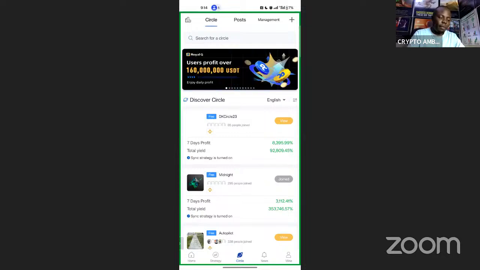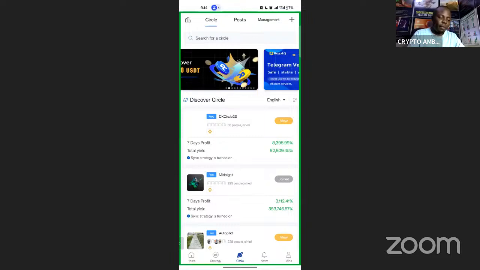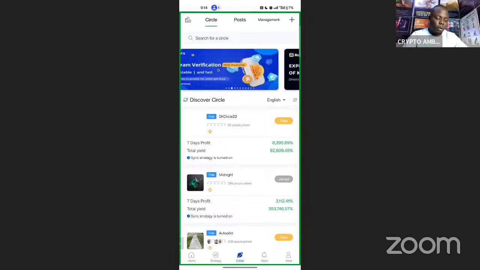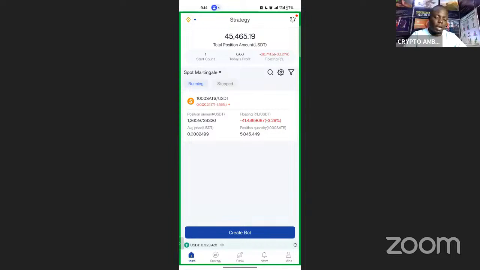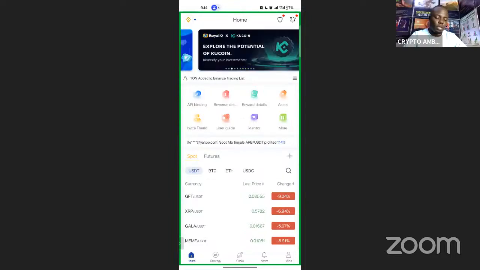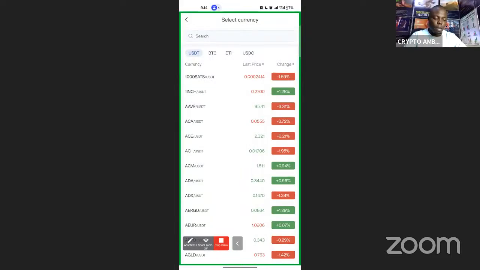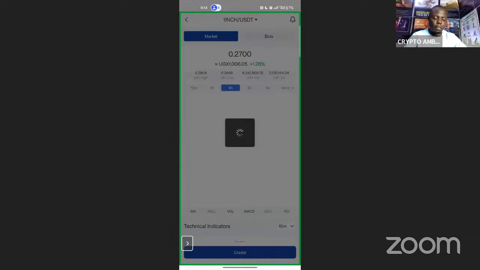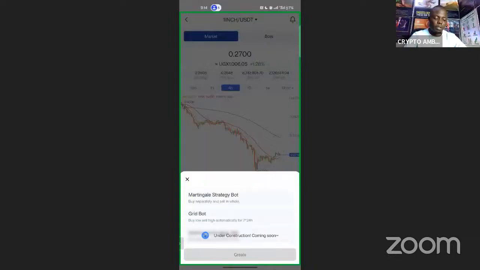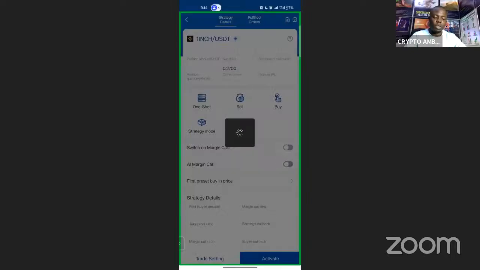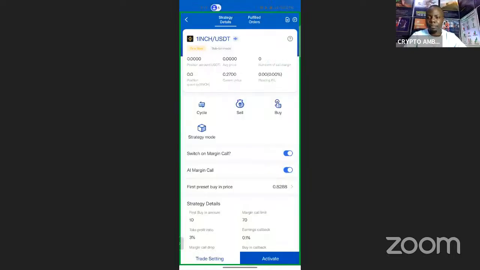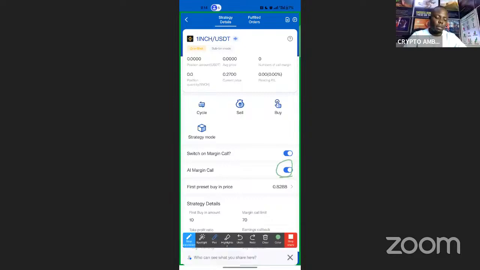And here, you want to set up a coin. One, always you come here and you look for the name of the coin at the search button. So you search for the name of the coin. Let me say it is 1 inch. So you pick the coin and you go to create martingale strategy board. Next, then it brings you to trade setting. It brings you here to trade setting.